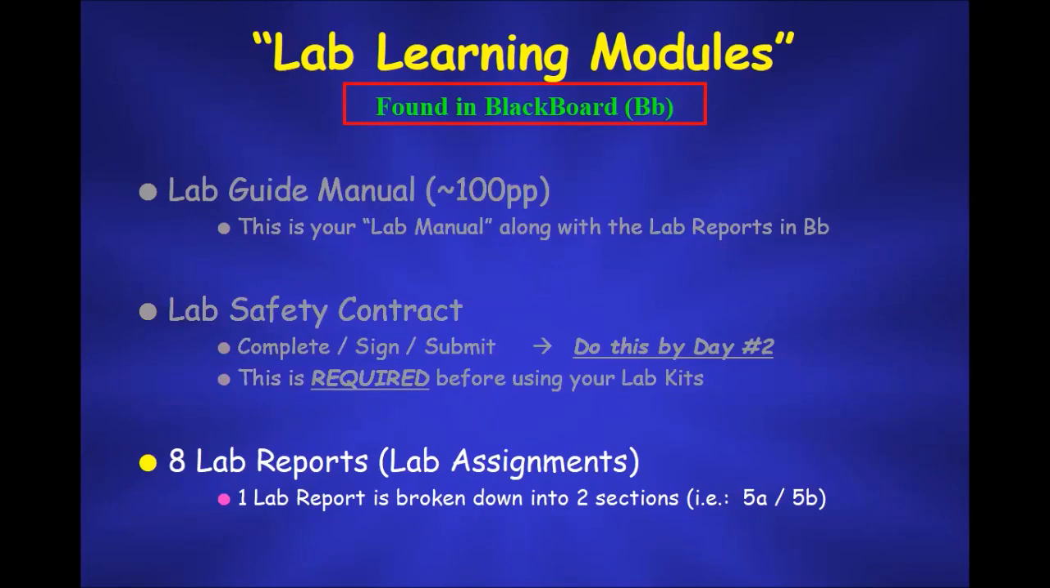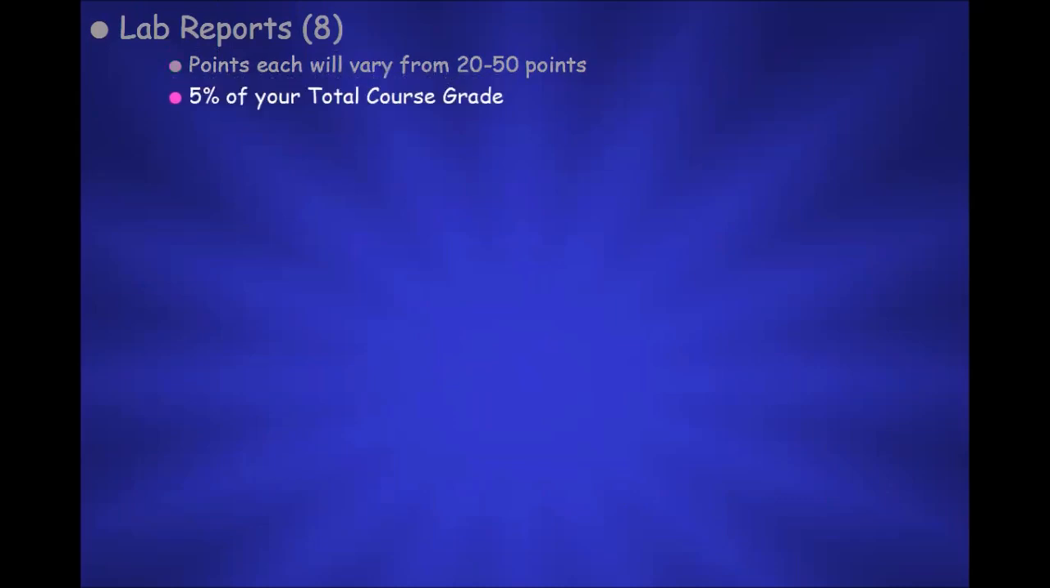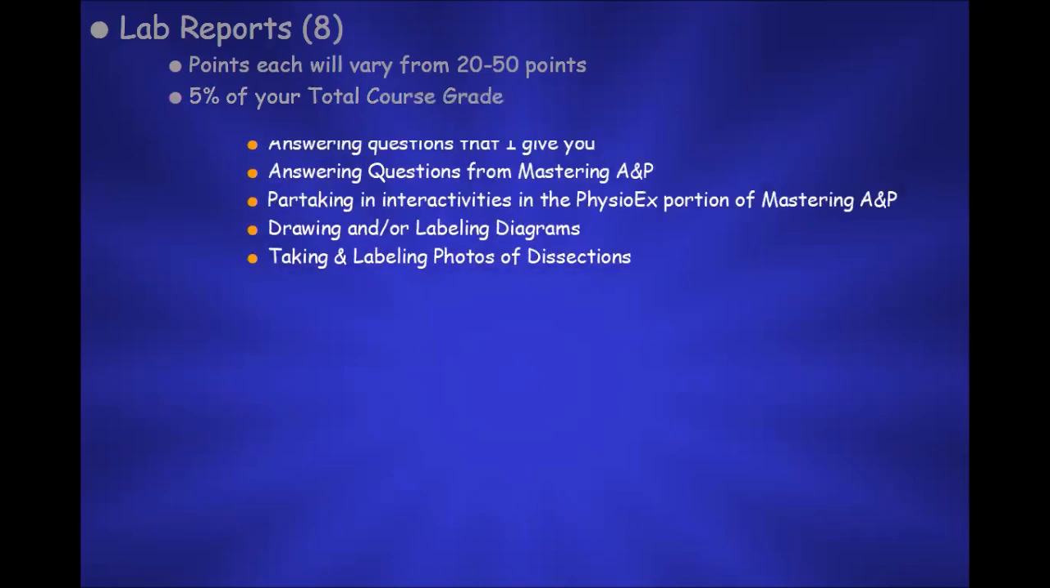Okay, there are 8 lab reports for you to do. Some people call them lab assignments. One lab report is broken down into 2 sections, 5A and 5B, but there's going to be a total of 8 there. The points of each one will vary anywhere from 20 to 50 points, depending on how involved it is. It is going to be worth 5% of your total course grade. I know it sounds very low, but it's going to get you prepared for the lab practical exams. So I need you to still do them. The lab practical exams are worth a lot more than this. So keep that in mind.